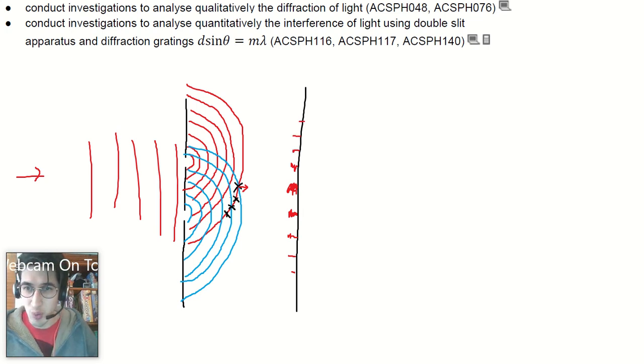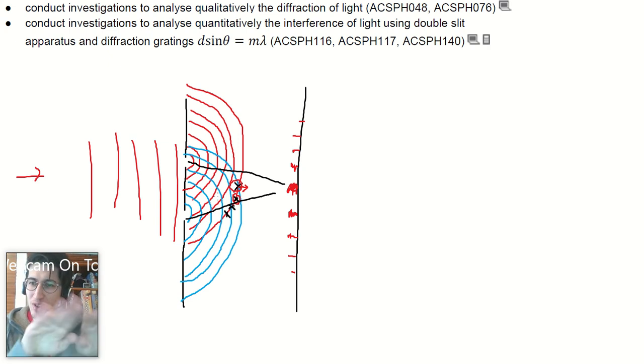Okay, so what's causing this? Why at this spot here do we have destructive and this spot we have constructive? It's to do with the wavelength itself. At this middle spot here, because the distance from the slit to that spot is the same no matter which slit it comes from, that means the waves are in line with each other. They're going to constructively interfere.